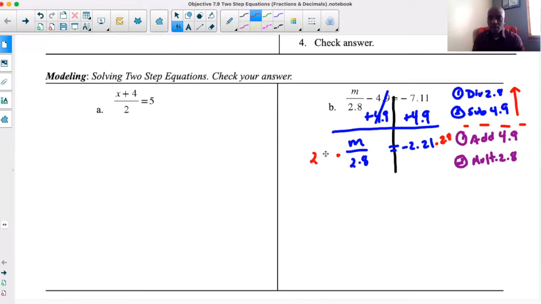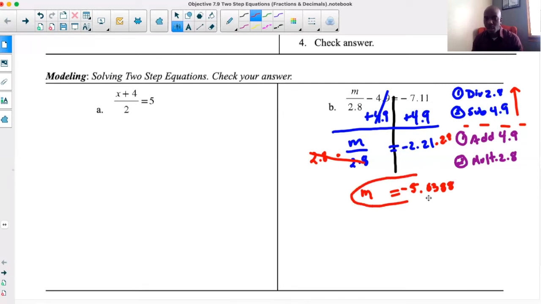Okay, multiply both sides by 2.8. 2.8 cancels out. I'm left with m is equal to whatever this gives me when I multiply the two of them. And that's going to give me negative 5.0388.